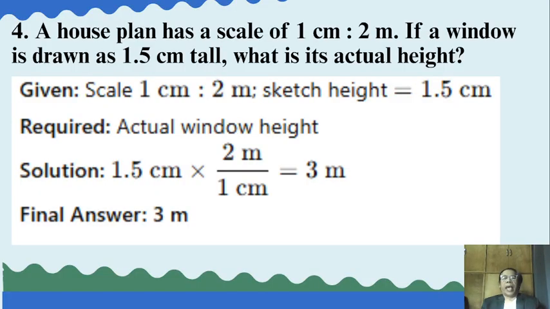So the final answer is 4 kilometers. Number 4. A house plan has a scale of 1 centimeter is equal to 2 meters. If a window is drawn as 1.5 centimeters tall, what is the actual height? Given a scale of 1 centimeter is to 2 meters, sketch height is 1.5 centimeters. So require the actual window height. So the solution, 1.5 centimeters times 2 meters over 1 centimeter, cancel the centimeter. The final answer is 3 meters.